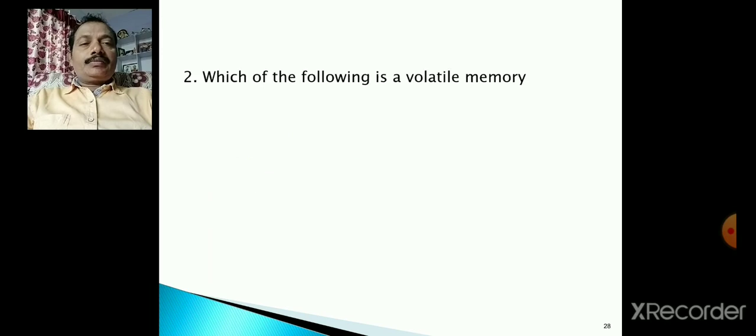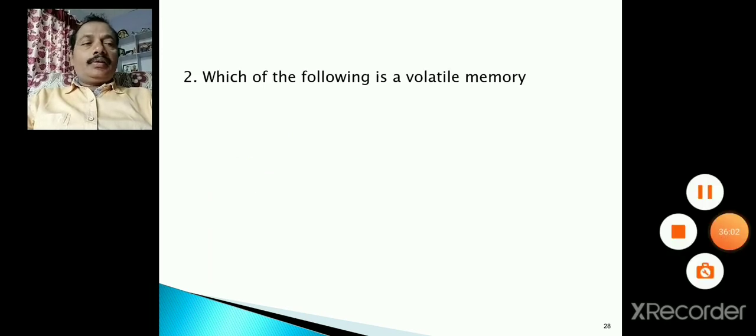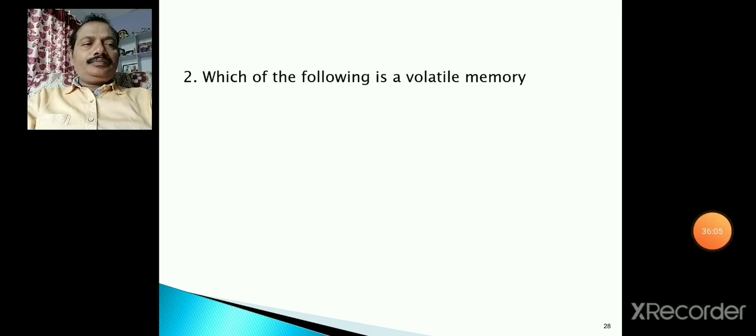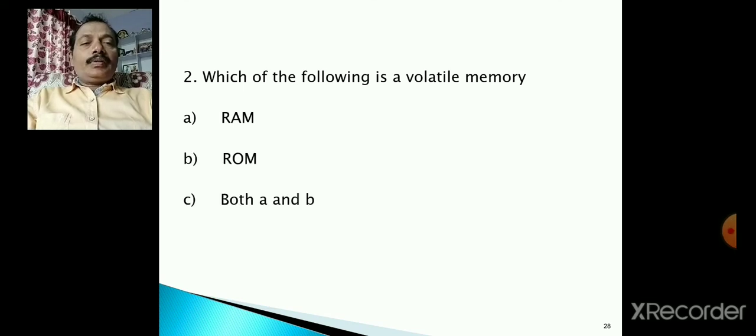Which of the following is a volatile memory? RAM, ROM, both A and B, or none? Which one is volatile? It means that only when the power is on is the data available. If the power is off, the data is lost. So that is volatile memory. It is called RAM.